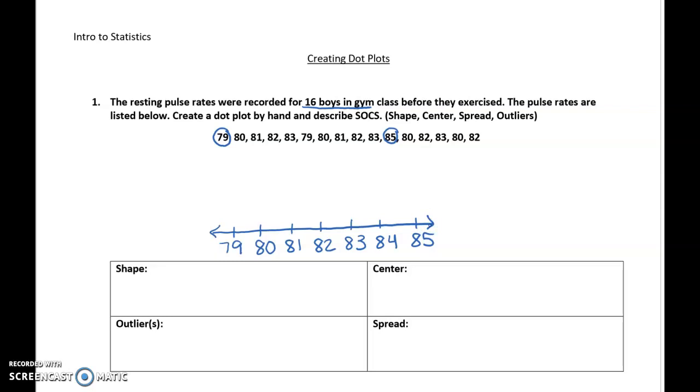And I already ran out of room. You want to make sure that you have a label for that scale. In this case, my label should be resting heart rate. Now we're going to start adding our dots to the dot plot. What I do is cross them off as I go across the line. So 79, I'm going to place here, cross it off. 80, I'm going to place here, cross it off, and try to make them as even as possible. 81, here, cross it off.